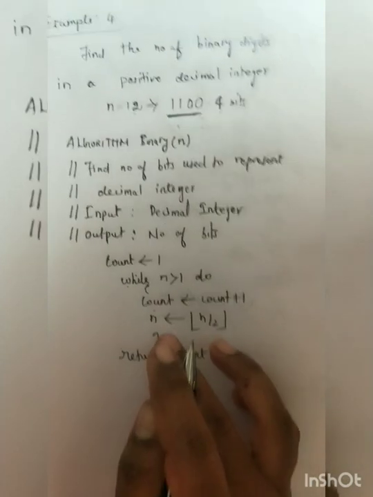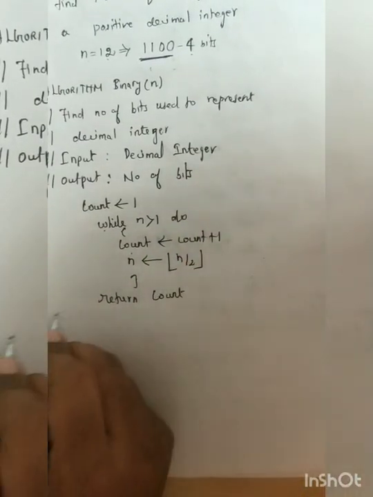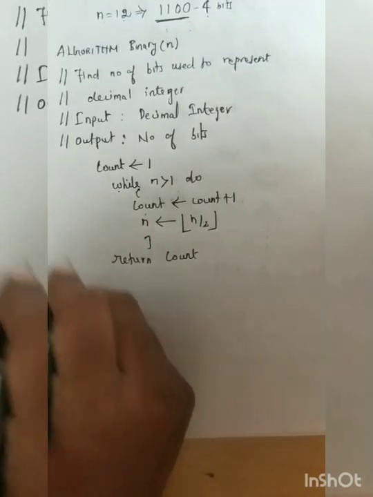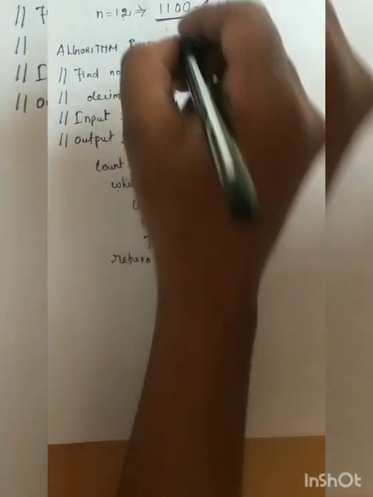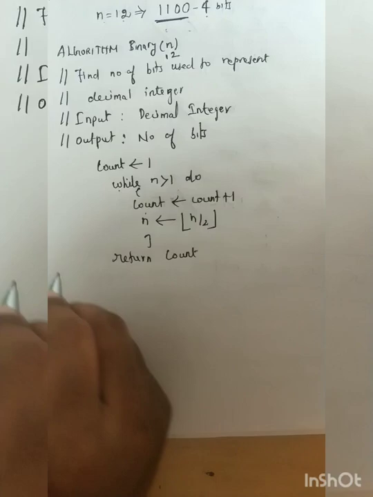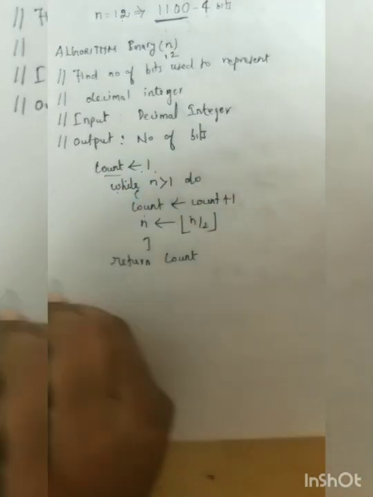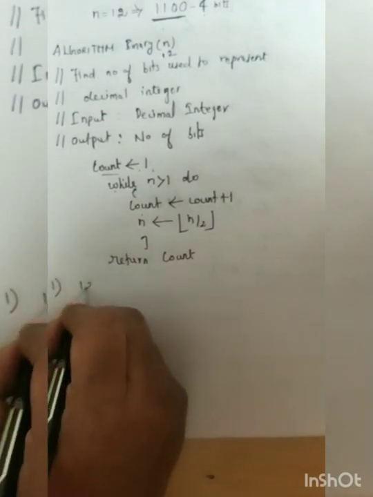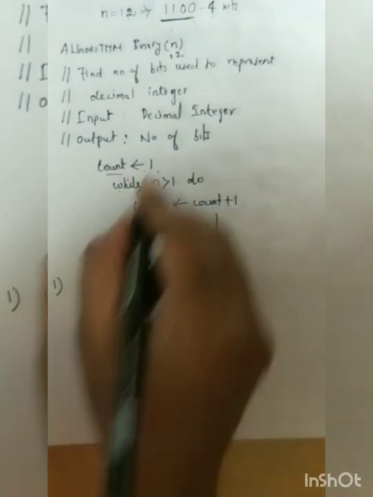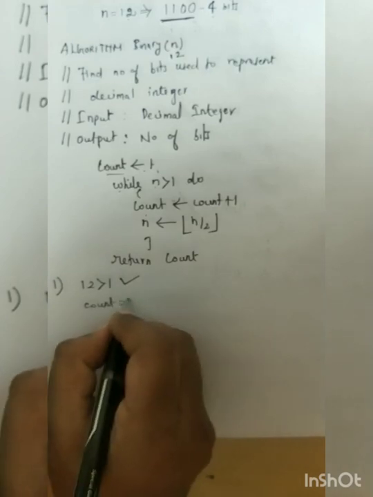I will explain with one small example. Here I am going to take a small value, the same example, n equal to 12. I am passing n equal to 12. In the first iteration, n is 12 and initially count is 1. Check: 12 is greater than 1, condition true. So count equals count plus 1. Already count is 1, so 1 plus 1, count equals 2.